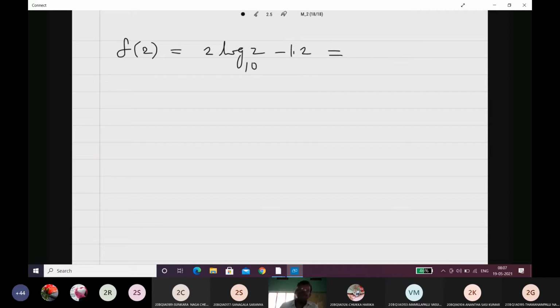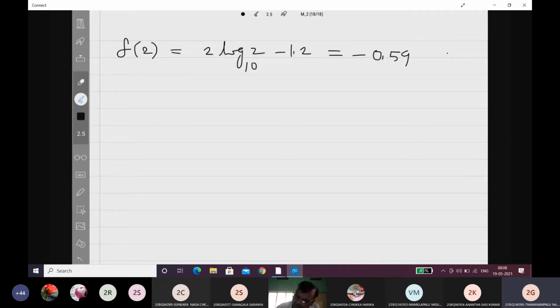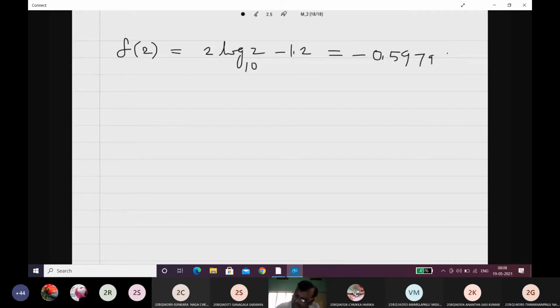Now, tell me the value. What is the value? 2 into log 2 of base 10 minus 1.2. What is its value? All of you, please do this one. Minus 0.5979. Okay, very good. Which is a negative. And the second one is f of 3.